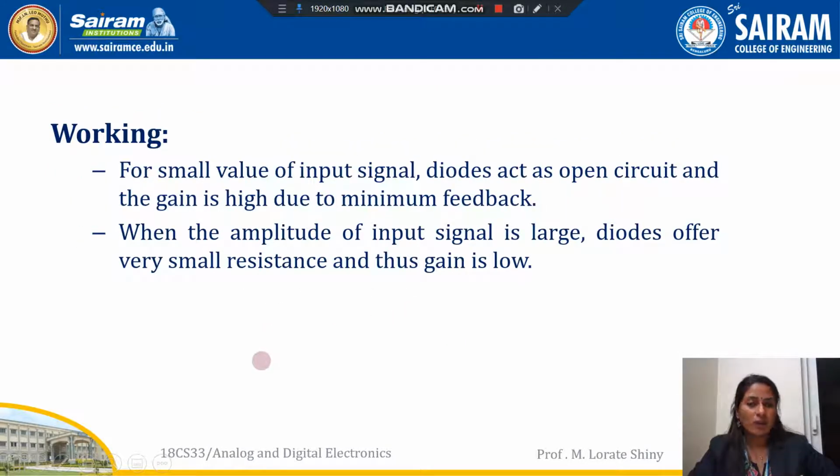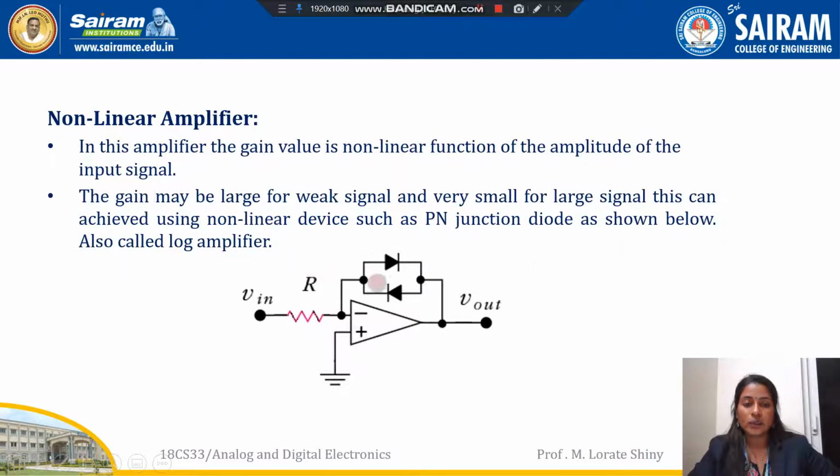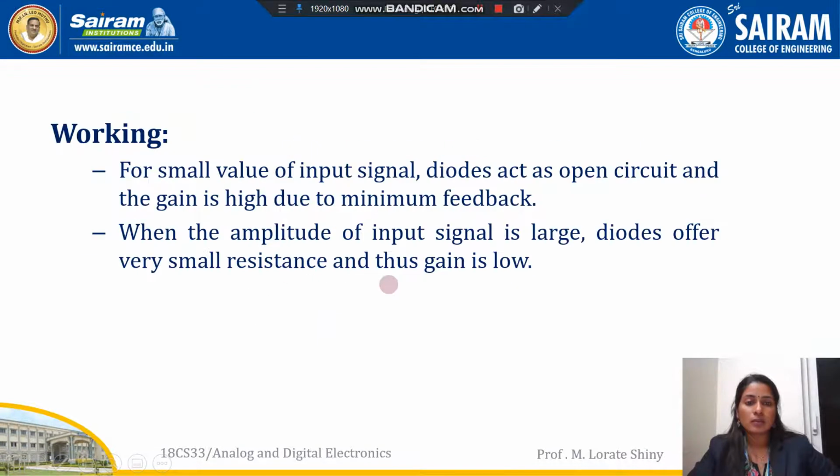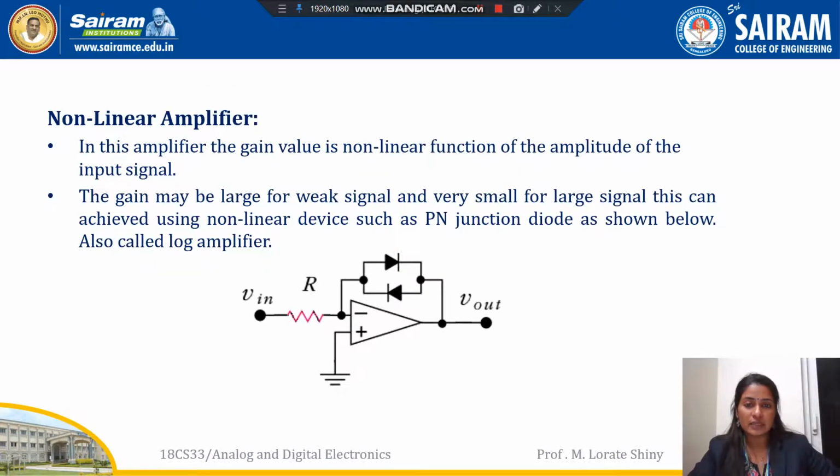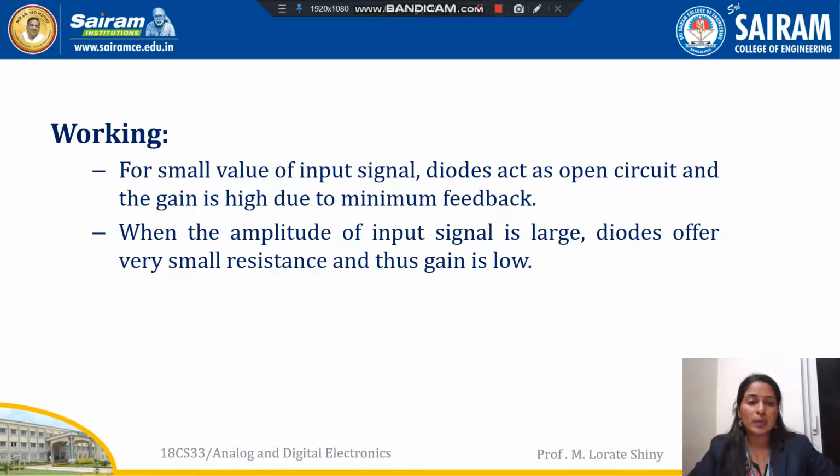Working for small value of input signal. I said for small value of input signal the gain is high, and for high value of input signal the gain is low. So we'll see how it is. For small value of input signal, these diodes act as open circuit and the gain is high because it provides very less feedback. Due to this minimum feedback, the gain of the circuit is high. Next case, when the amplitude of the input signal is large, these diodes offer very small resistance and hence the gain will be less.